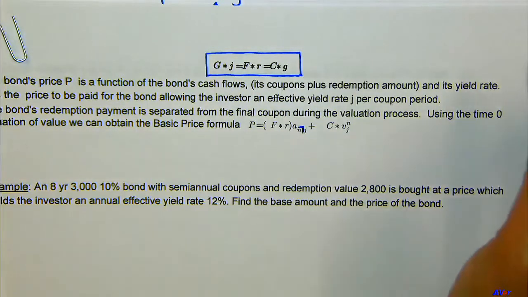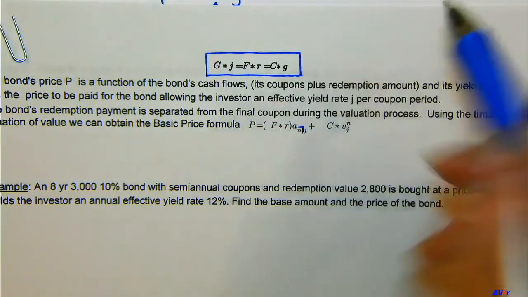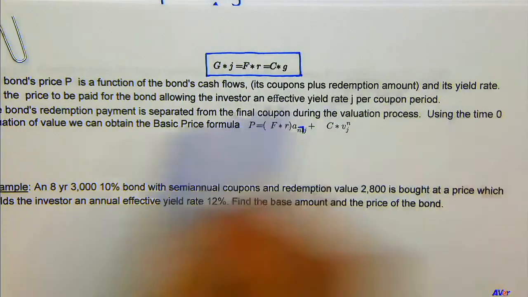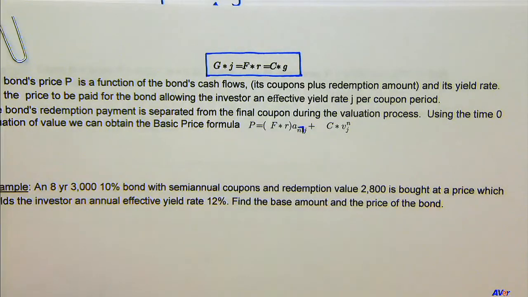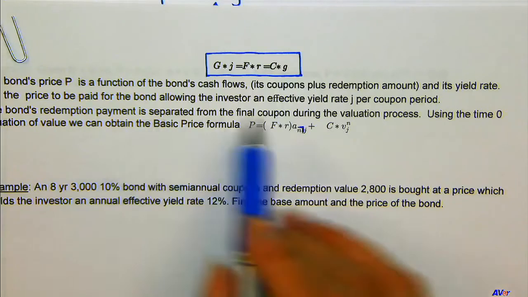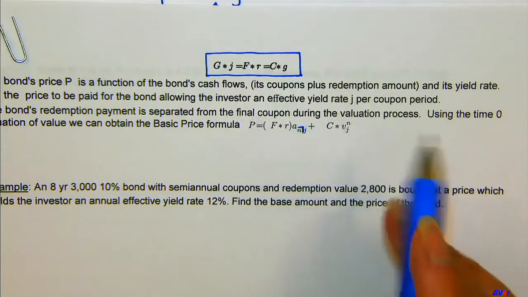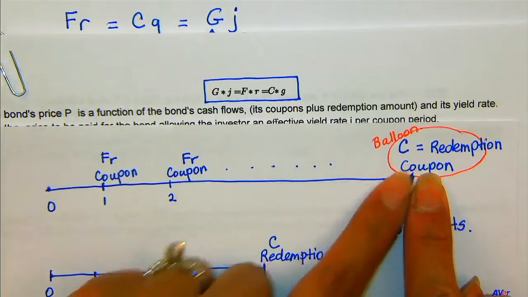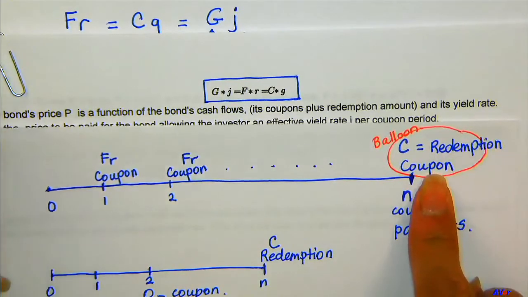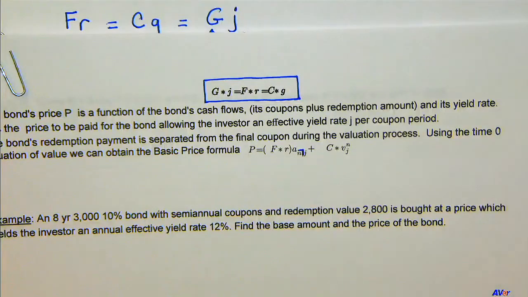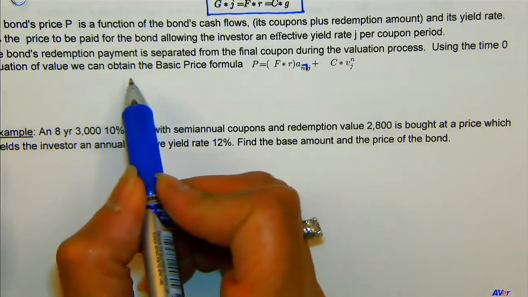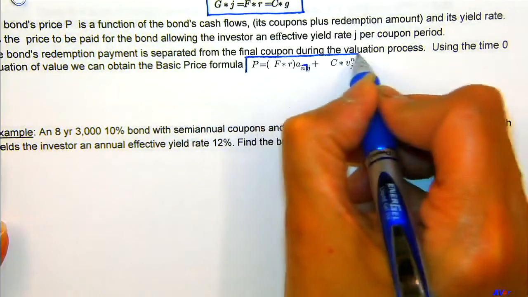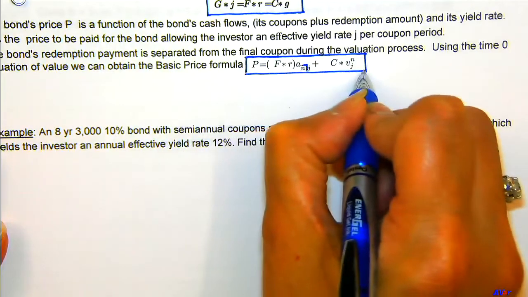Okay? The bond's price P is a function of the bond's cash flow. We've already done this. It's coupons plus the redemption, and its yield rate. P is the price to be paid for the bond, allowing the investor an effective yield rate j per coupon period. The bond's redemption payment is separated from the final coupon during the valuation process. We saw that, right? The final Fr coupon payment was included in the annuity. The redemption was not included with the annuity. So that's what they're saying, that we separate out that payment. Using the time zero equation of value, we can obtain the basic price formula. We've already derived this: P equals Fr a angle n at j plus C v^n at j.